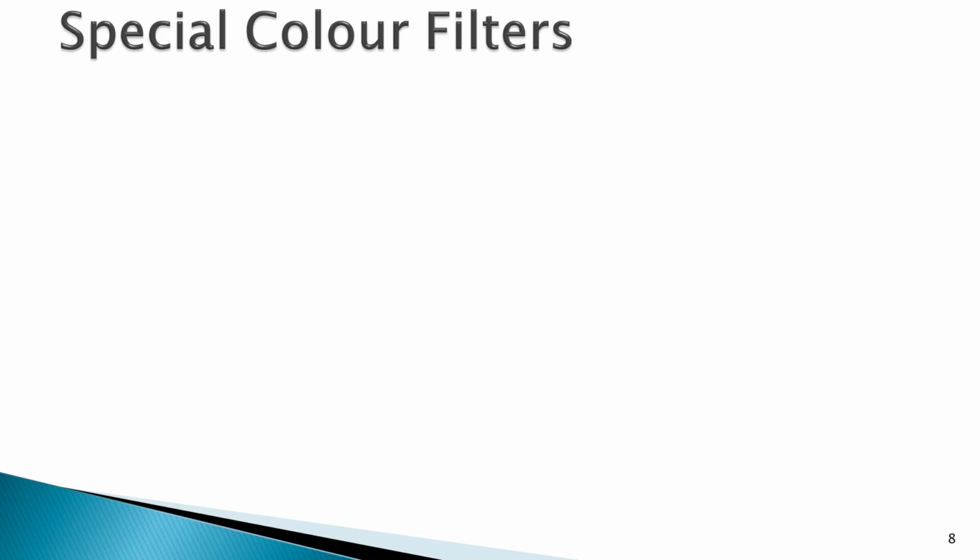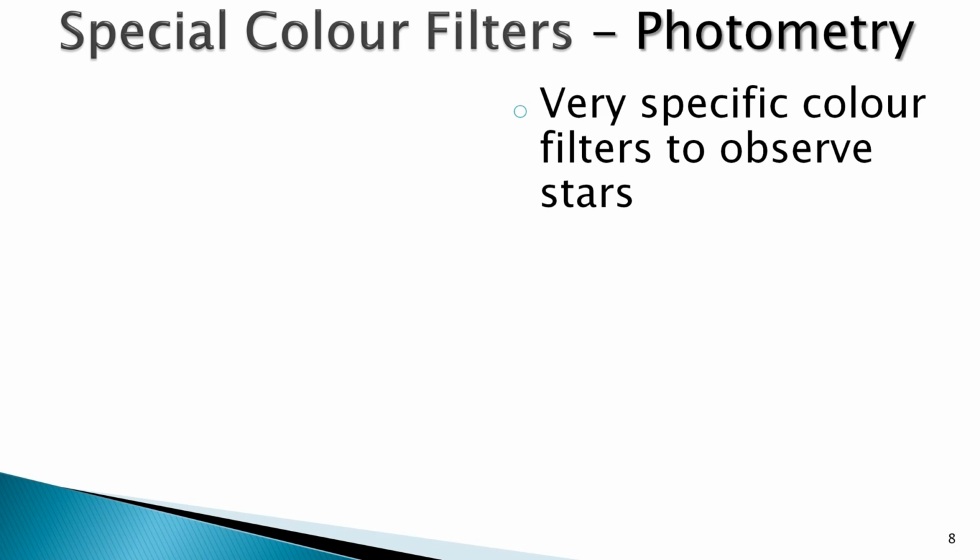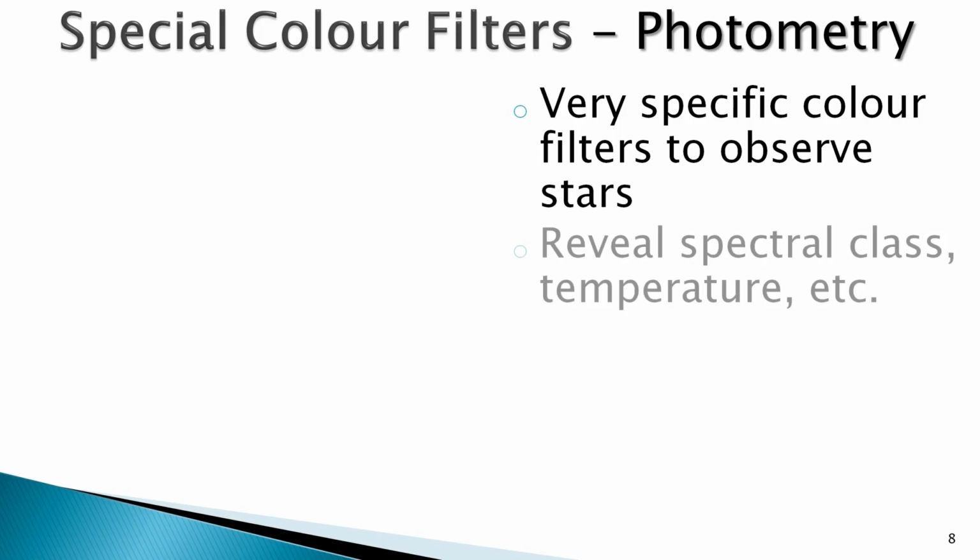Somewhat related to special planetary filters are special color filters. There are two main groups of special color filters, those meant for studying star brightness and those used for color imaging with a monochrome camera. The first group are meant for those pursuing the study of star brightness called photometry. By observing stars using a selection of very specific bandpass filters and comparing the observations to calibration stars, one can determine the star's spectral class, temperature, and other useful properties.